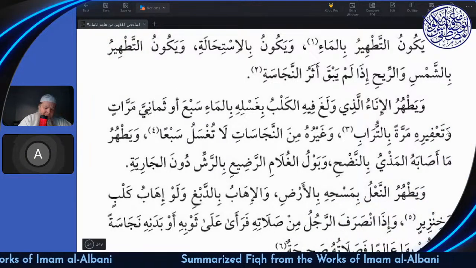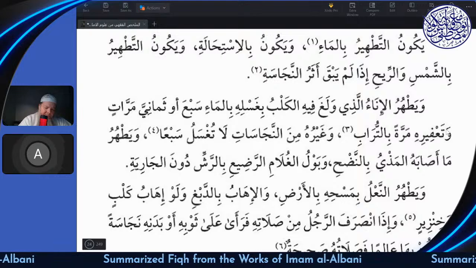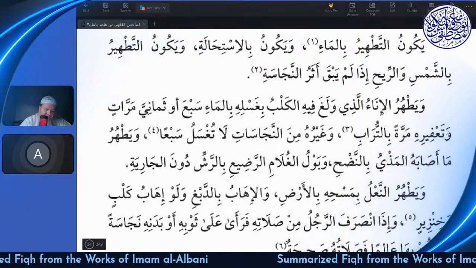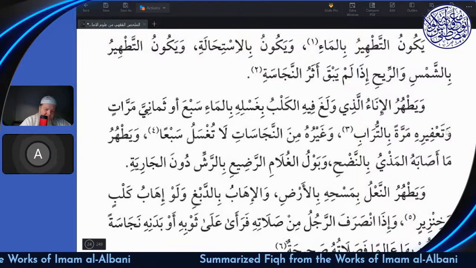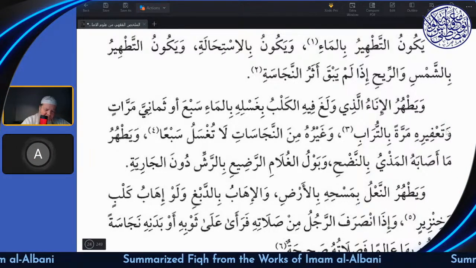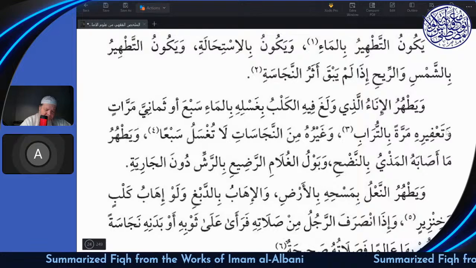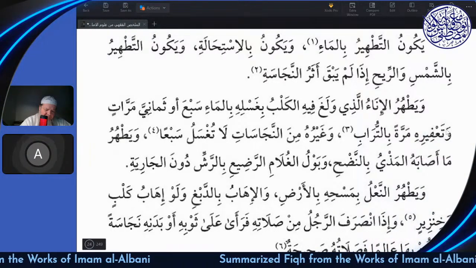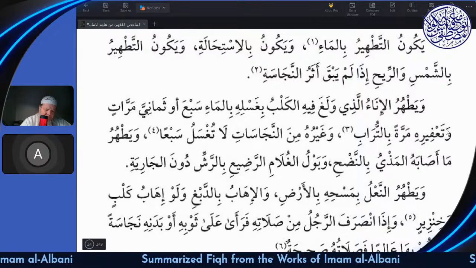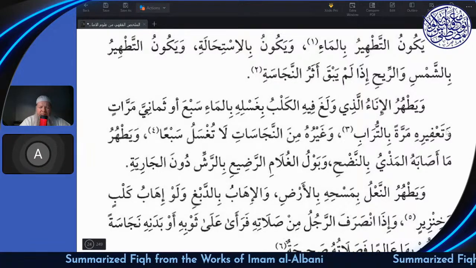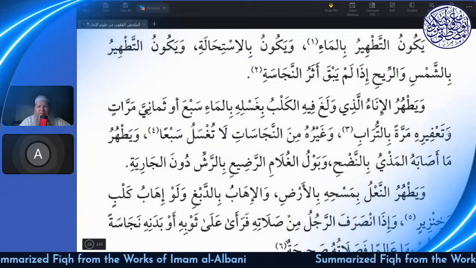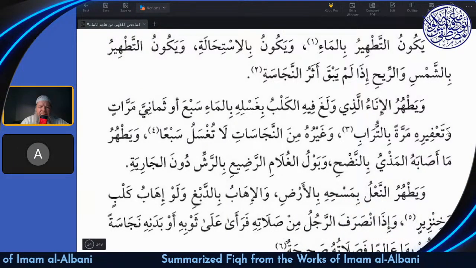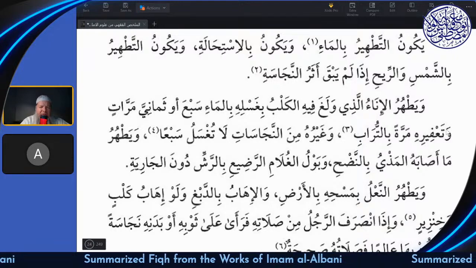ويطهر ما أصابه المذي بالنضح, and purification of what has been affected by madhi by sprinkling water. وبول الغلام الرضيع بالرش دون الجارية, and also the urine of the infant boy before he starts eating and he's being breastfed, by sprinkling water, not the baby girl.